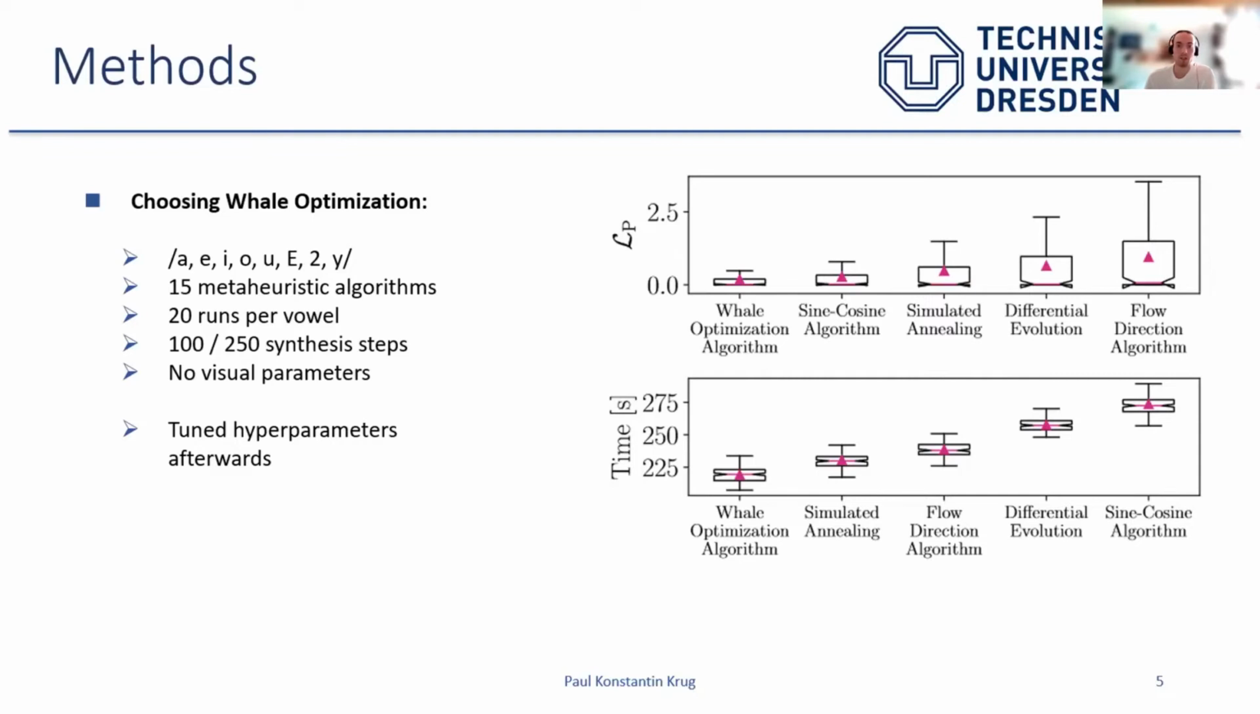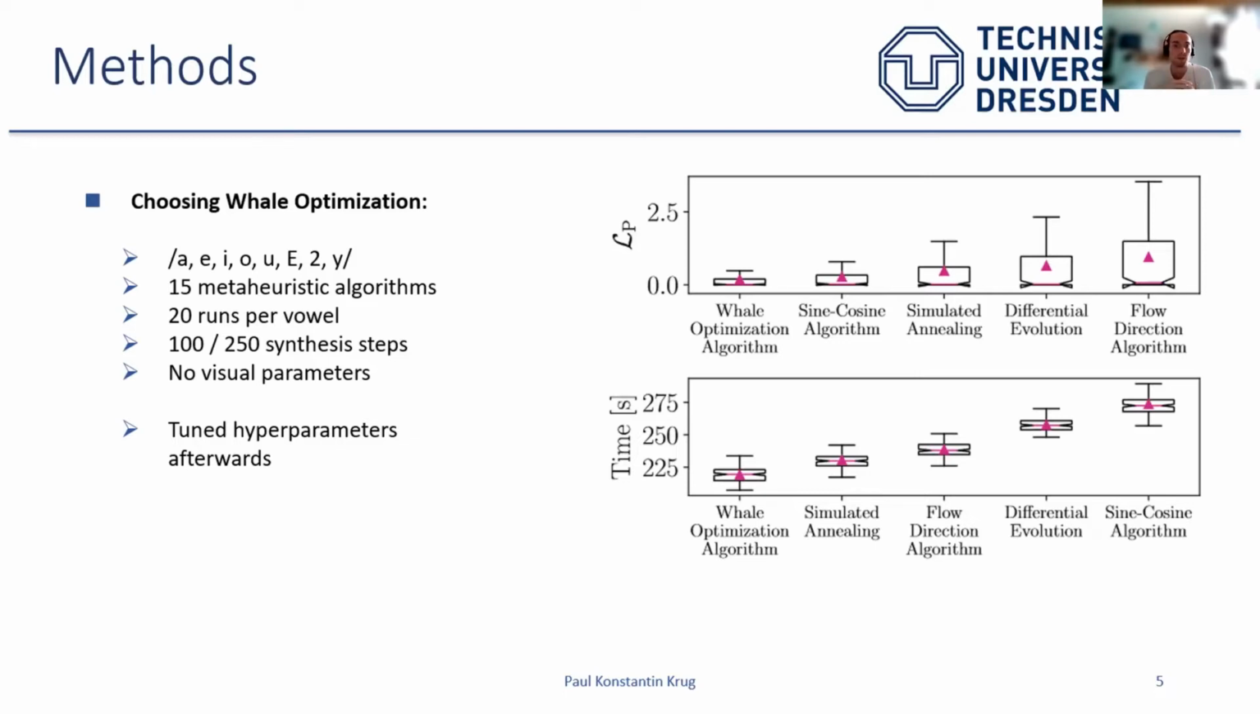So before I continue, I just wanted to show how we came up with the whale optimization here. We actually tested. The framework is designed in a black box fashion, so we can just exchange the optimization algorithm. We don't depend on a single algorithm, we can just exchange it. And this is what I did. I tested 15 different state-of-the-art meta-heuristic algorithms. And then on the right, you can see the five best performing algorithms.